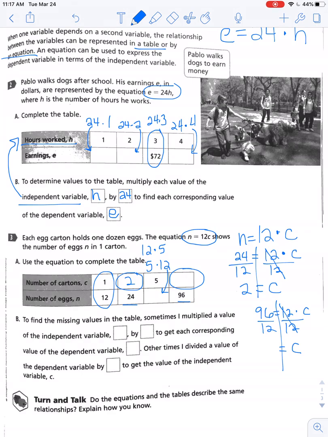And then part B is just asking you to explain what you did. So you multiplied the independent variable. Now we don't have time, so our independent variable is going to be the number of cartons, so that's C. Every time we multiplied that by 12 because there are 12 eggs in a carton, and that gave us the total number of eggs. But sometimes you had to divide, and that would be like in these two problems over here. So we divided by 12 there, and we divided by 12 up there as well. All right, let's go on to the next page.